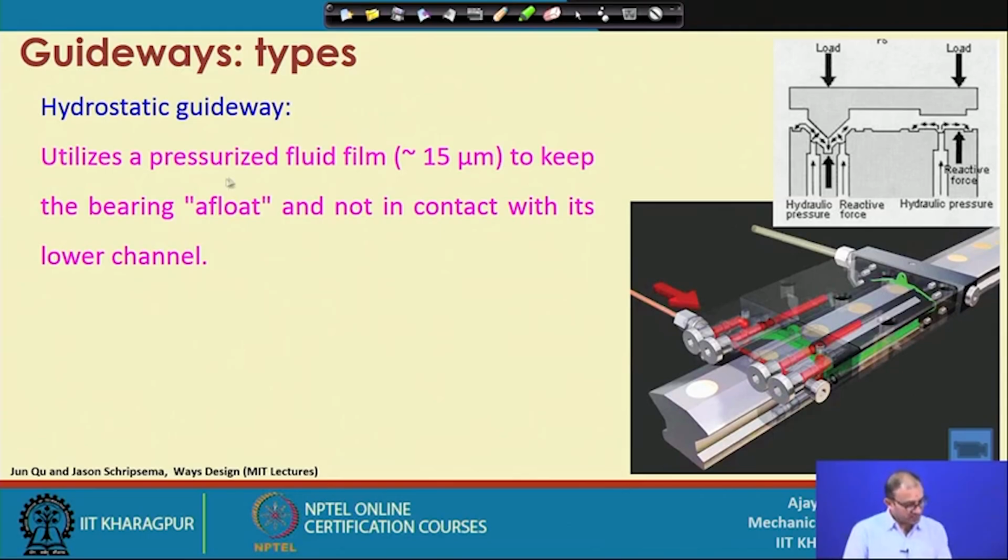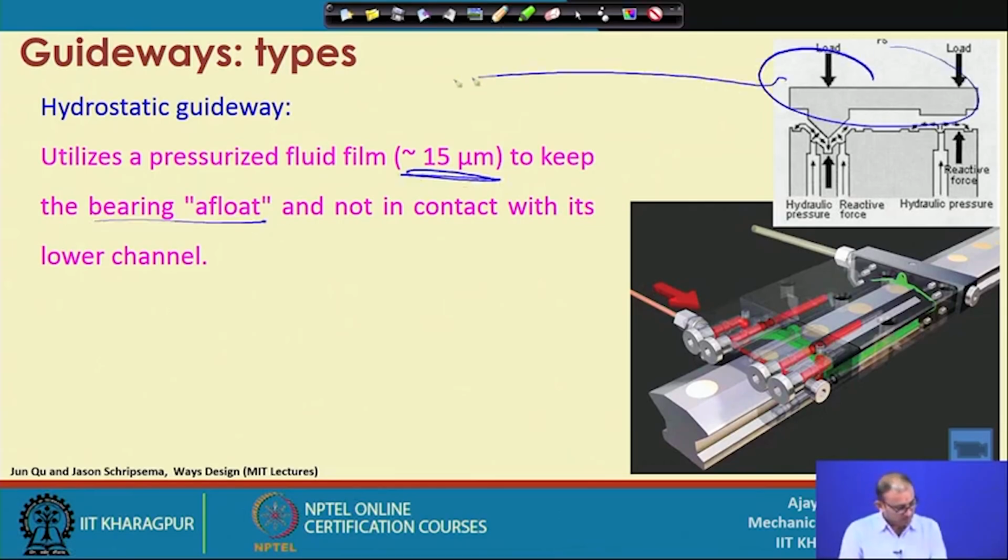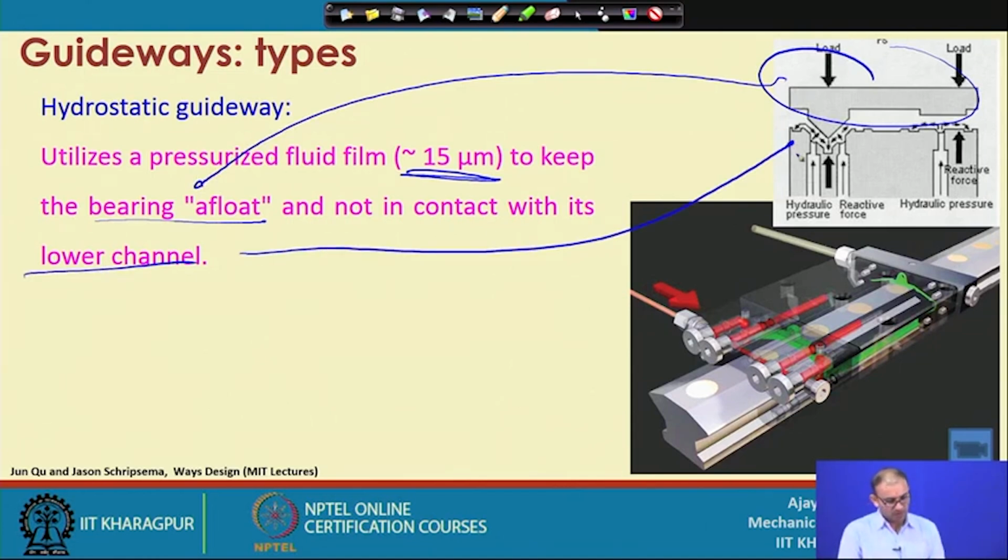So, it utilizes a pressurized liquid film of about 15 micron to keep the bearing afloat. Bearing afloat means this is the part, and it is not in contact with the lower channel. This is the lower channel. The fluid, whether oil or any other liquid, always makes sure that there is no direct or physical contact between the two surfaces: one is the stationary channel and the other is the part moving up and down.